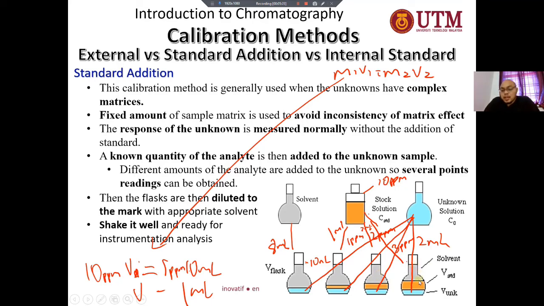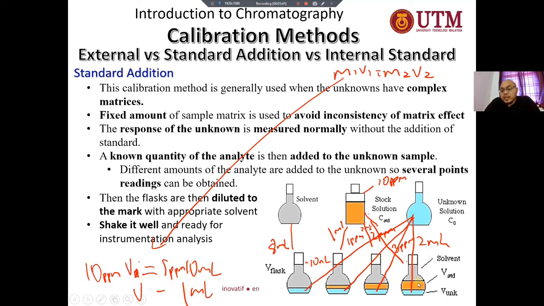Same goes to the third flask, or the third calibration point, when you want to prepare 3 ppm of the standard. You want to make this flask contain 3 ppm of your standard. So 3 ppm multiplied by 30 divided by 10, you get the V value of 3 ml. So you need to add 3 ml.